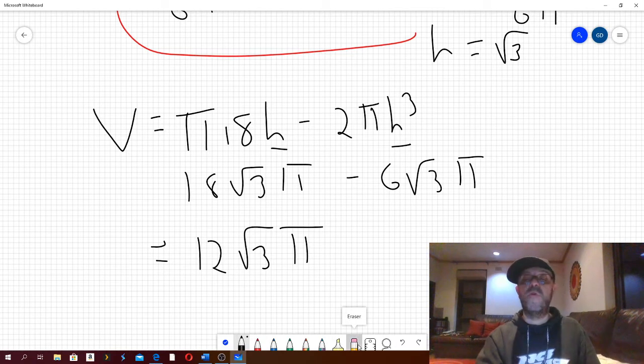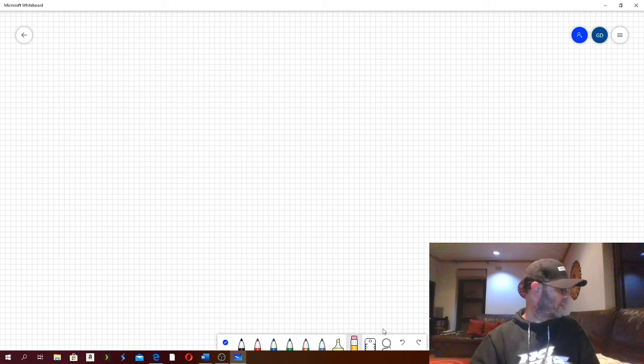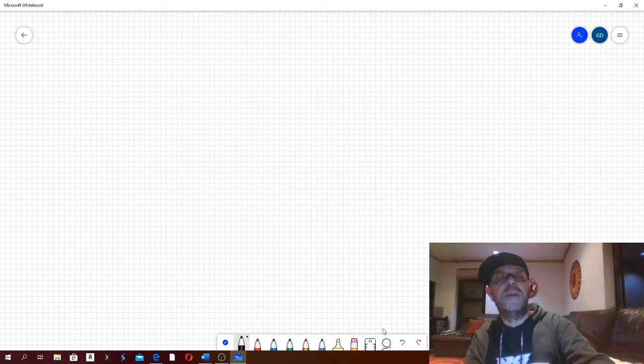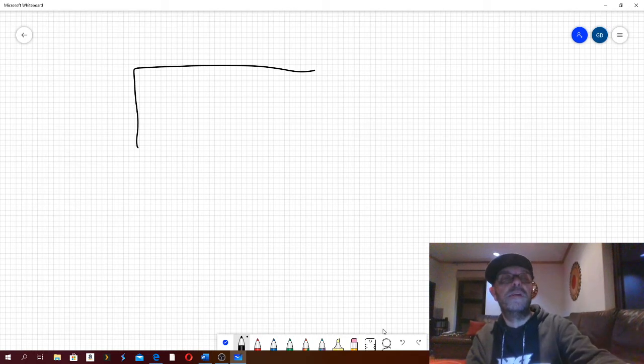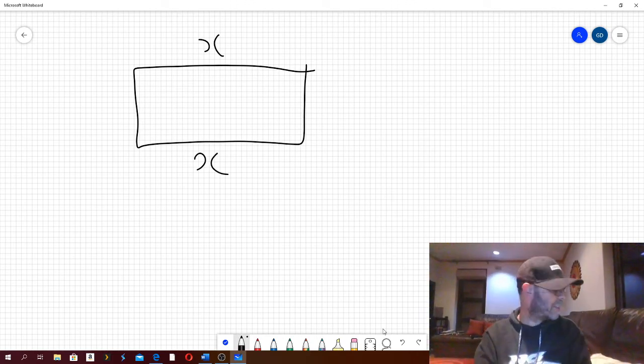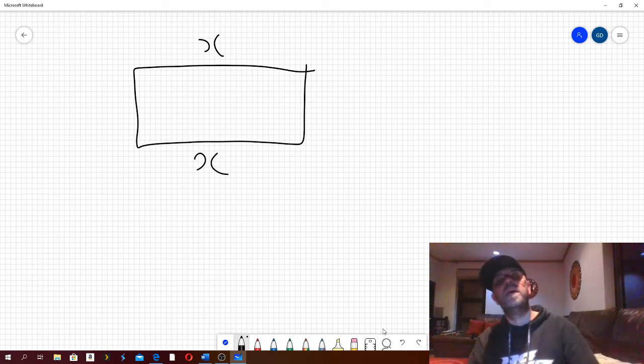Right, so number 4 says that a variable rectangle has a constant perimeter of 20 centimeters. Find the lengths of the sides when the area is maximum. Okay, so variable rectangle, constant perimeter of 20. We don't know what the rectangle looks like, but it's going to be like that. So if we just choose one side to be x, we know the opposite side of a rectangle will be the same.